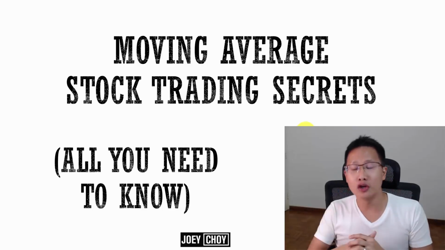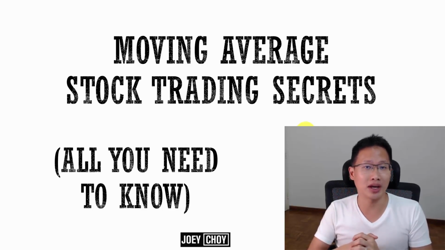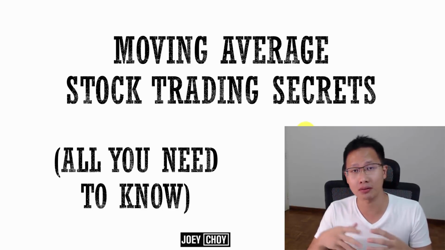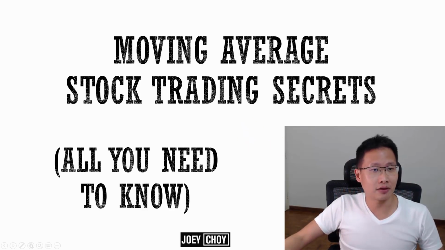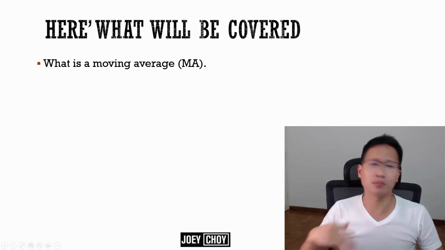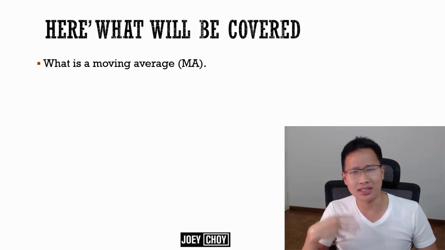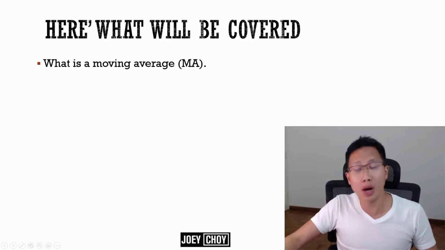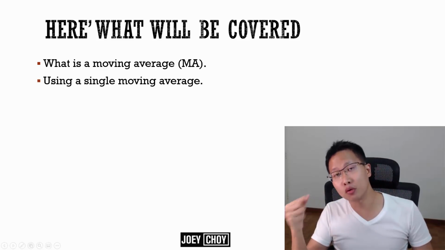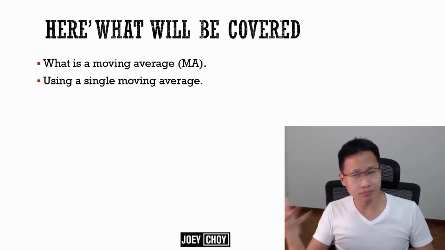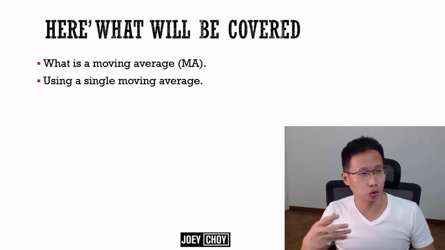So in this very video, you definitely want to watch it all the way to the end if you want to know exactly how we use moving averages to find the trend. In fact, let me show you what will be covered in this video. What is a moving average? What does it mean? How do we pull out the moving average on the chart itself? We can use a single moving average line to affirm the trend. How do we do it?